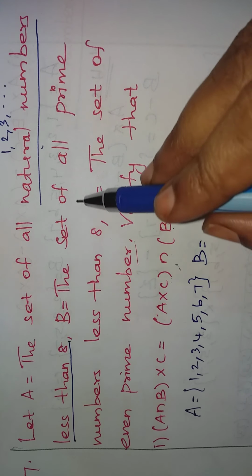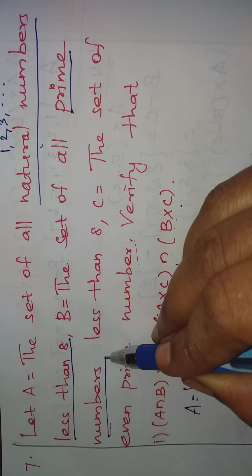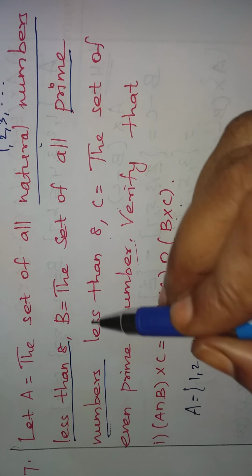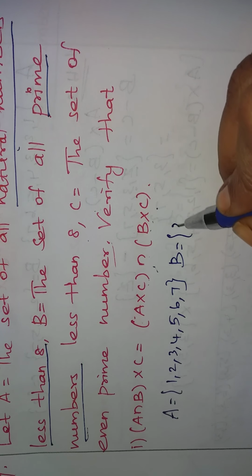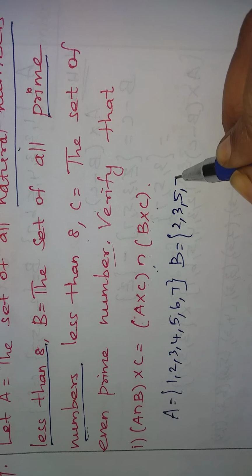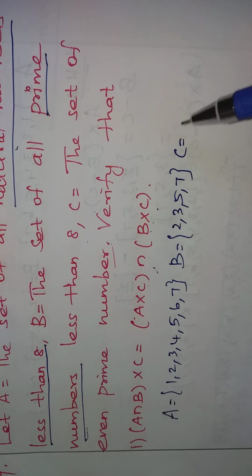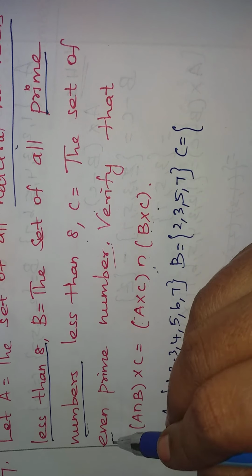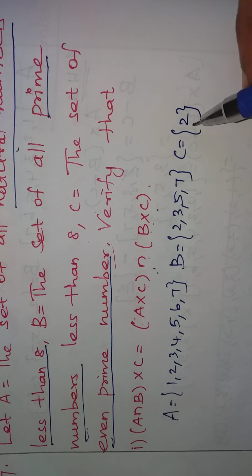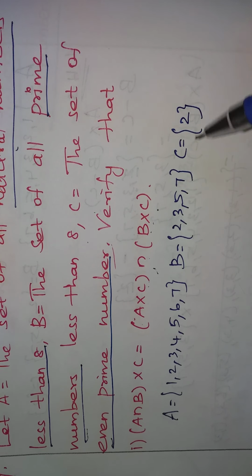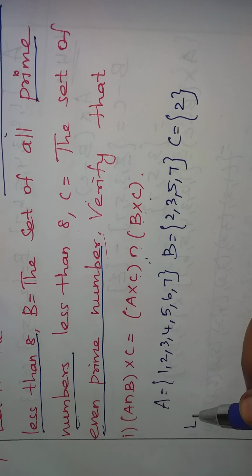B is the set of all prime numbers. Prime numbers, you know very well, are divisible by itself alone. Prime numbers which are less than 8 are 2, 3, 5, 7. The last one, C, the set of even prime numbers. Even prime number means only 2 is known as an even prime number. Now we have found A, B, C. We can proceed to the first sum.